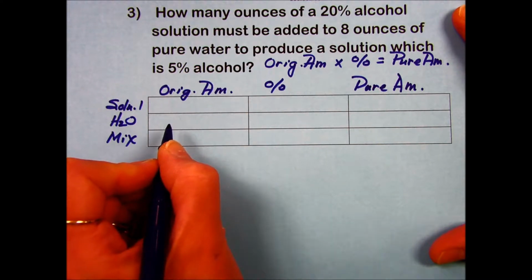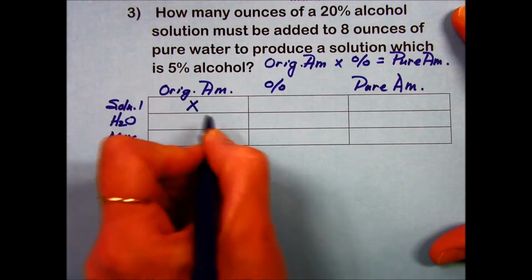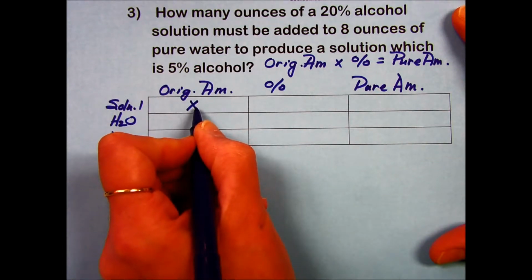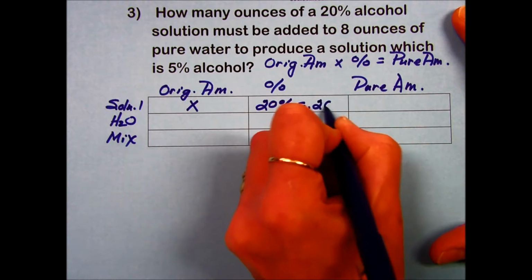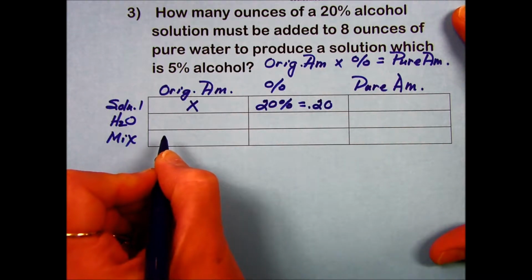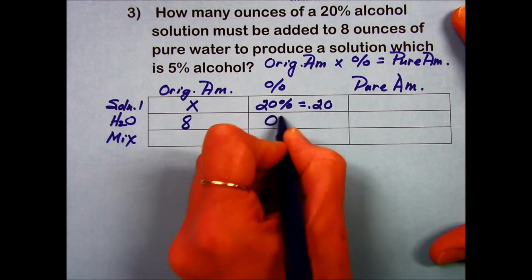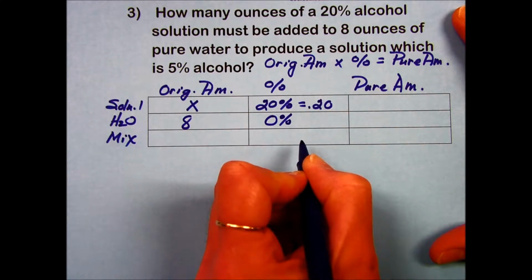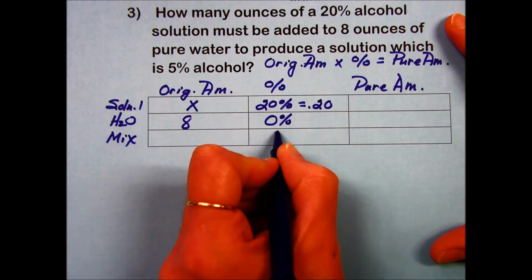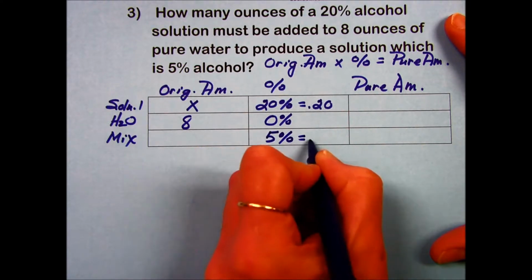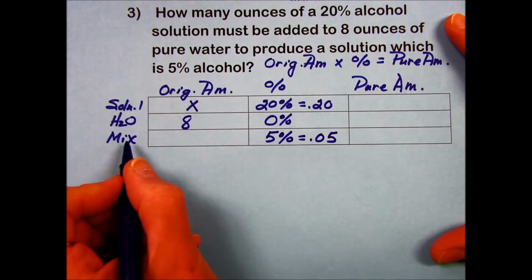In the first part of this problem, it says how many ounces of a 20% solution. I don't know. I'm going to let that represent x. The 20% as a decimal equivalency is 0.20, are going to be added to 8 ounces of pure water. Well, if it's water, it has 0% alcohol in it, to produce a solution that's 5%. So I'll put my 5% and the decimal equivalency of 0.05 under the percent for the mixture.